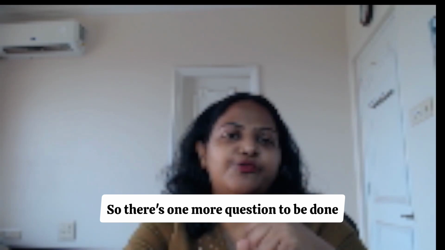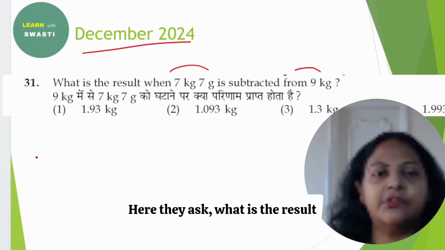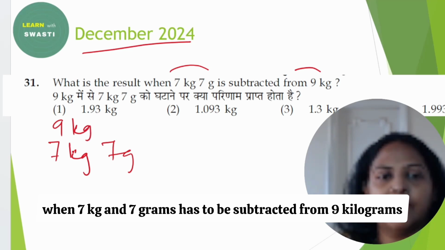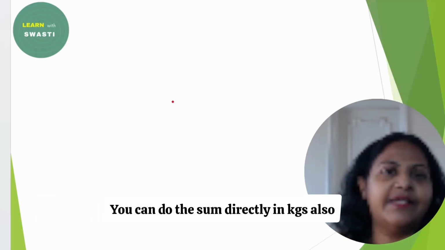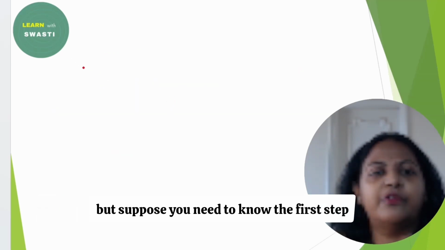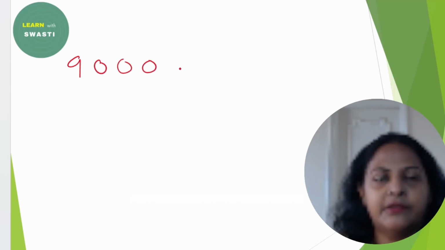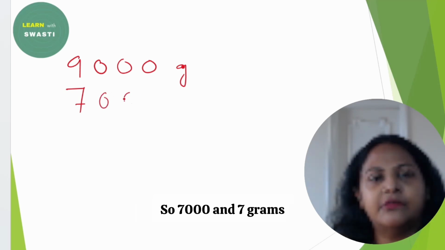So there's one more question to be done. Let's do that. Here they ask, what is the result when 7 kg and 7 grams has to be subtracted from 9 kilograms? You can do this sum directly in kgs also, but suppose you need to know the first step. Let's convert 9 kgs into grams. We have to multiply with 1000. So that's 9000. And 7 kgs and 7 grams, so 7000 and 7 grams.